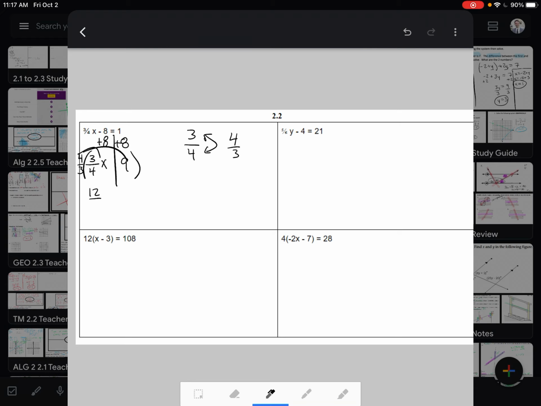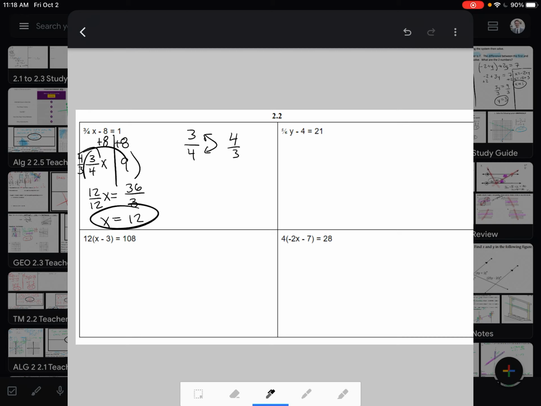We'll be left with 12 over 12x on the left, and we'll end up with 36 over 3 on the right. So 12 divided by 12 is just 1, so we have x there, and then 36 divided by 3 gives us 12. So we have our answer of x equals 12. So that worked for us. So again, remember the reciprocal, remember to flip our numerator and denominator and multiply both sides, all of the terms in the equation, by that.